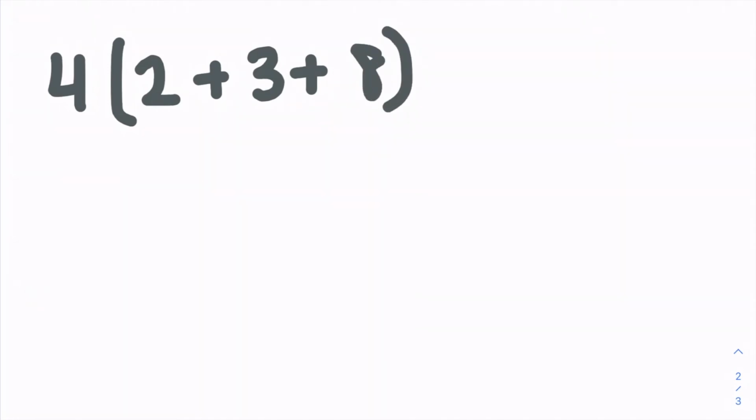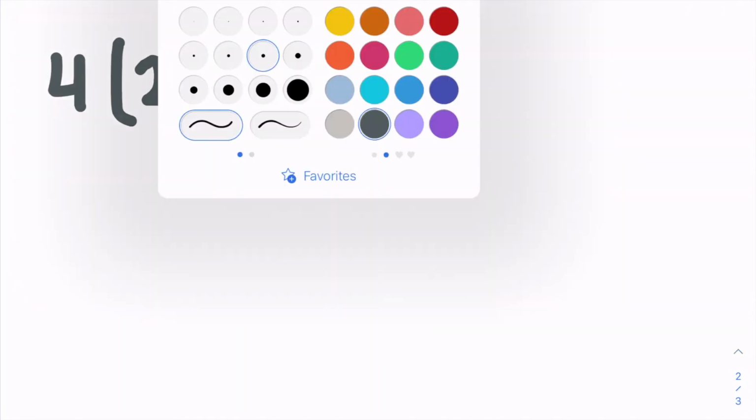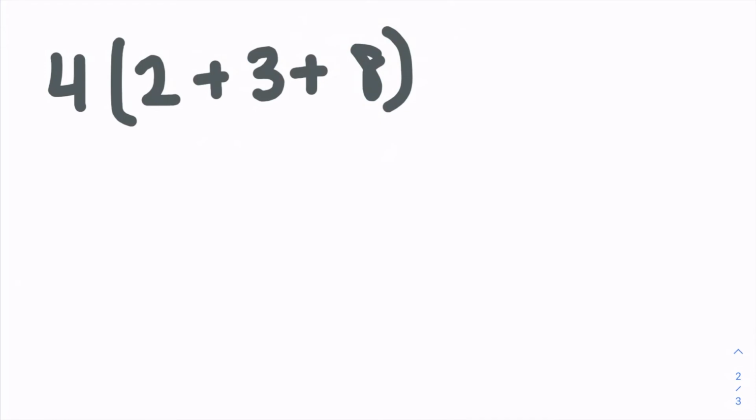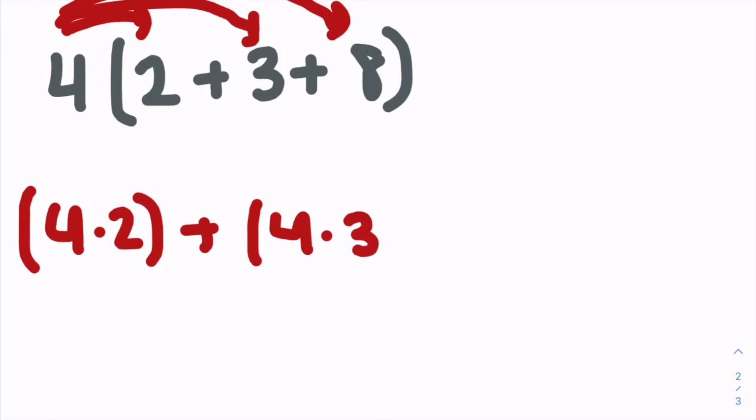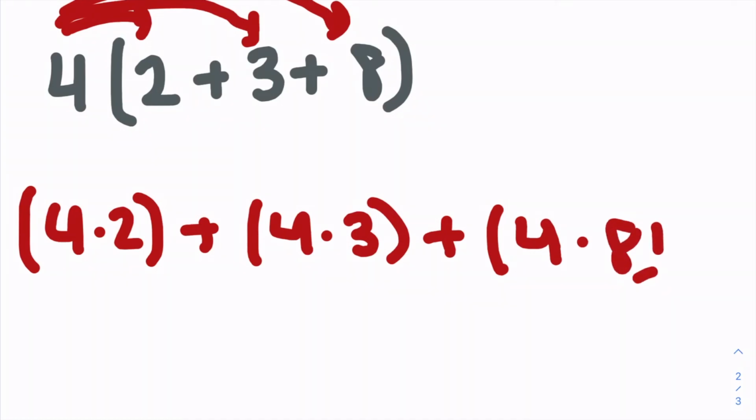Now we're going to try a little bit more of a difficult example. We're going to do 4 times 2 plus 3 plus 8. Pause here and try to figure this out on your own. Although this is a little bit more confusing, it's the exact same concept. But instead, we're distributing over to 3 different numbers, not just 2. So we will do 4 times 2 plus 4 times 3 plus 4 times 8. Again, distributing the 4 over to all 3 elements in the parentheses.